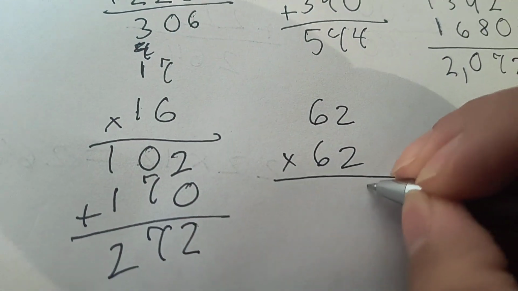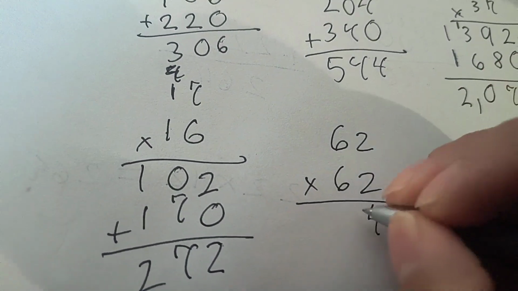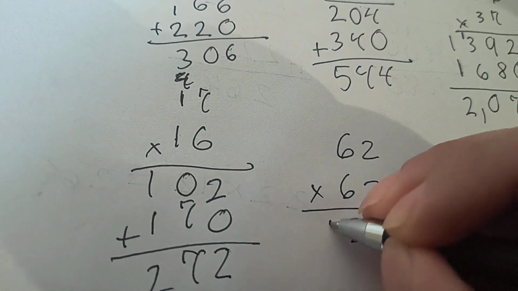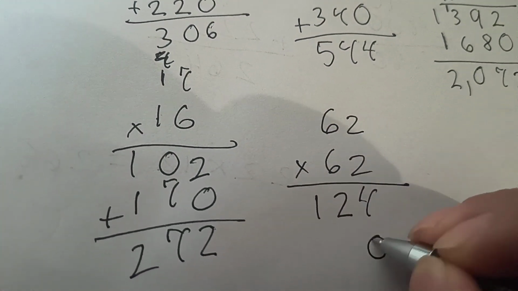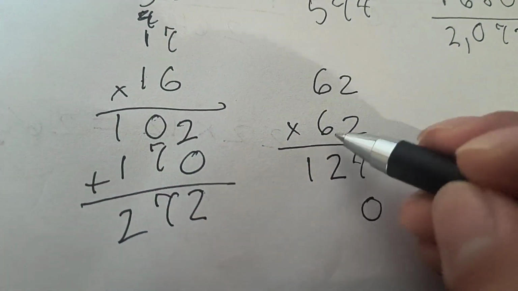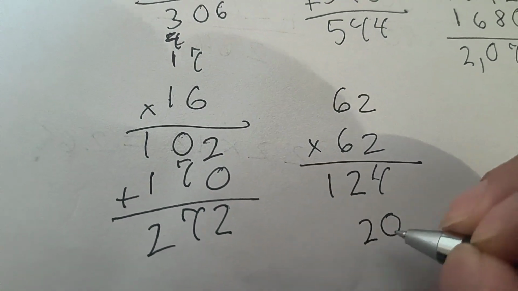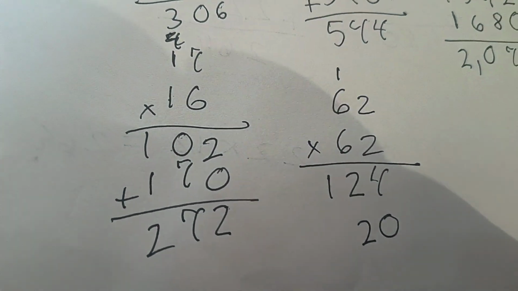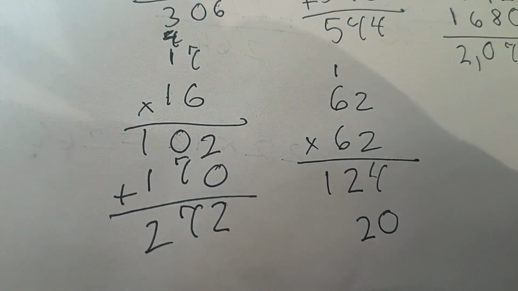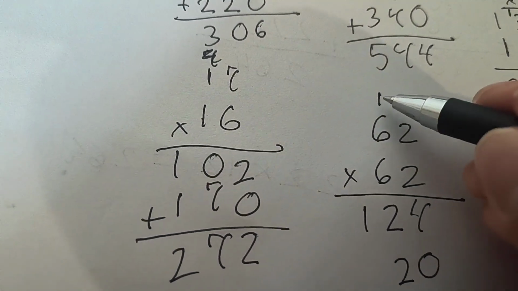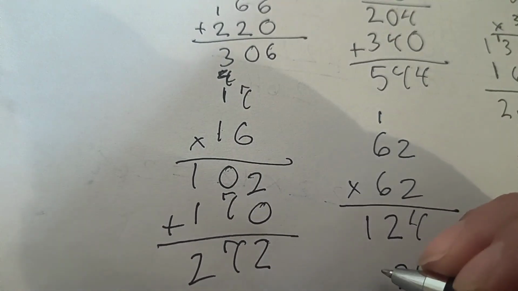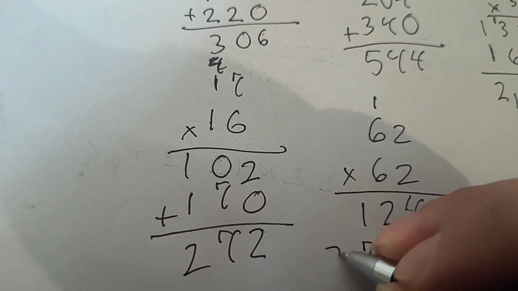2 times 2 is 4. 2 times 6 is 12. Bring the 1 right there. And we add a 0 to show that we're going to the tens place now. 6 times 2 is 12. Bring that 1 right there. 6 times 6 is 36. Plus that 1 is 37.